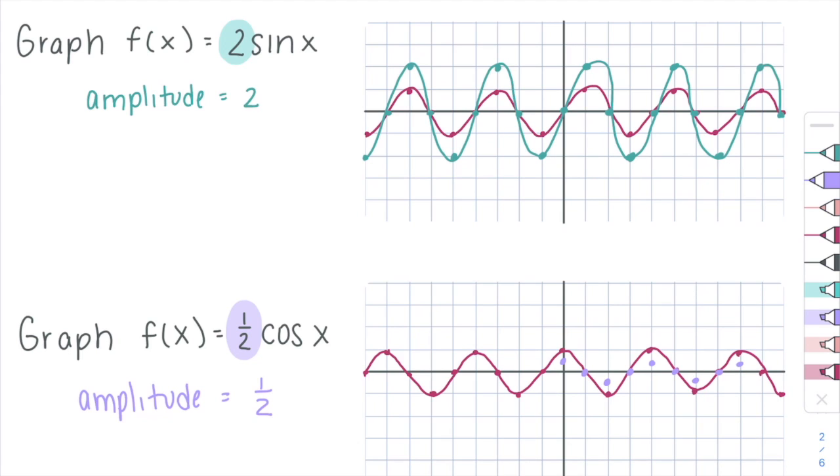So this is taking my graph and bringing it closer to the x-axis. Then I'm just going to finish up my pattern all the way across so that I can fill in my graph. So the amplitude is just our fancy trig word for vertical stretch or shrink.